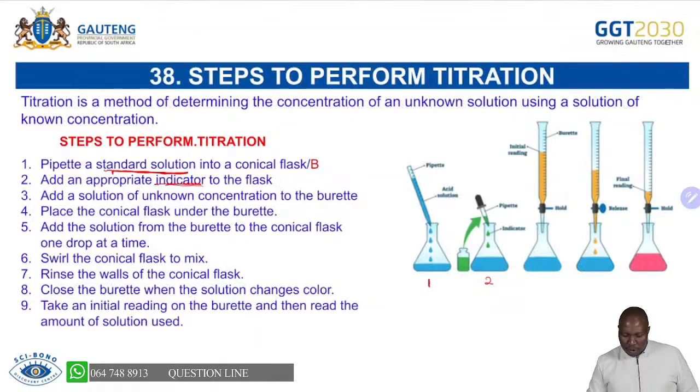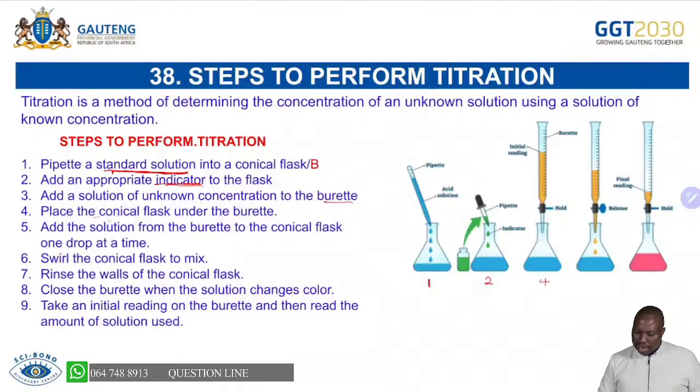Step number three, now we're saying add a solution of unknown concentration to the burette. So we're having a burette there. Remember, we know the concentration of the acid, so the unknown one is the base here, which is in the burette. We add that, and then we're saying place the conical flask under the burette. So that's your fourth step. You've placed them like that.